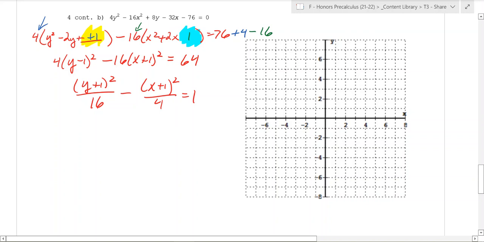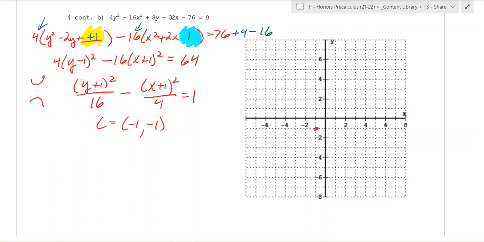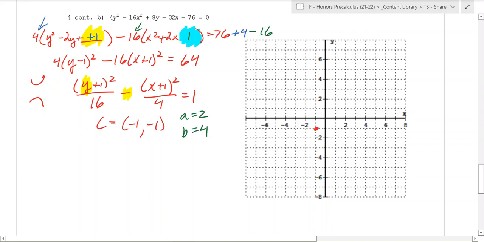What's nice about this is it tells us immediately that the center is going to be negative 1 comma negative 1. So the center is right here, and we know that this is going to go up and down because y is first here. You see how y is first in the minus? And then what that means is we know that a is equal to 2 and b is equal to 4. So we go down 4, since it's going up and down, we know the vertex is going to be there, and it's going to go over 2.